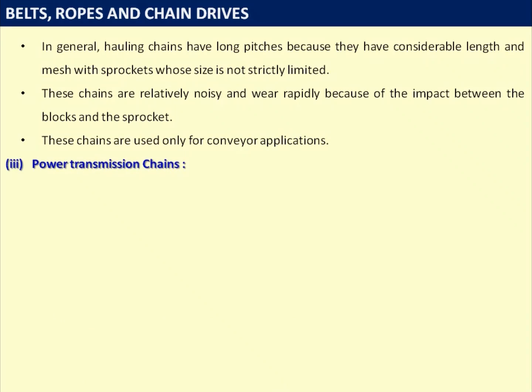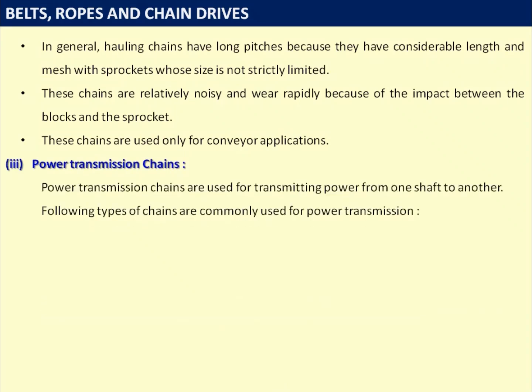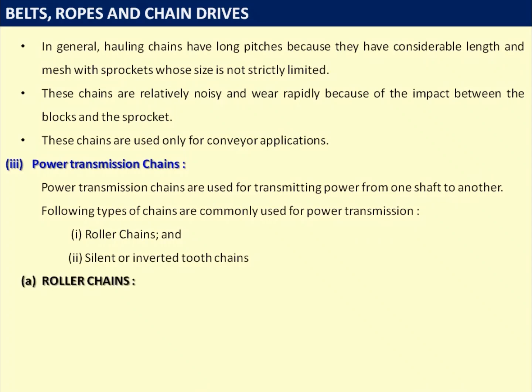Now let us see the third type, power transmission chains. Power transmission chains are used for transmitting power from one shaft to another. The following types of chains are commonly used for power transmission. First is roller chains and second is silent or inverted tooth chains. So let us see roller chains.